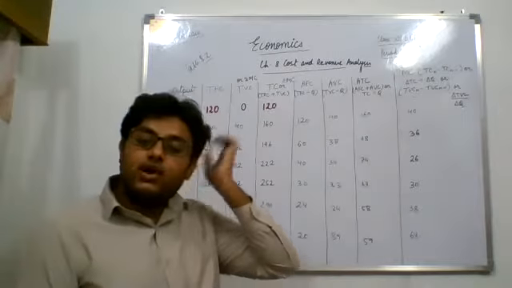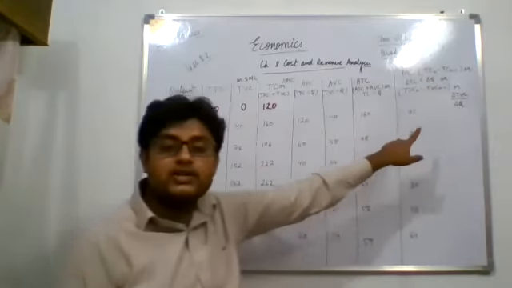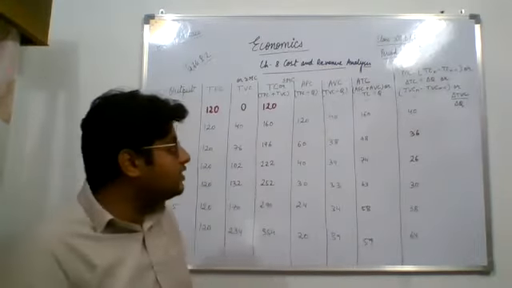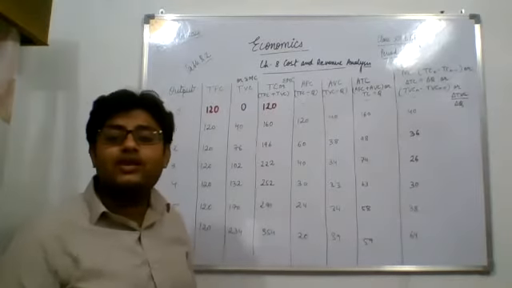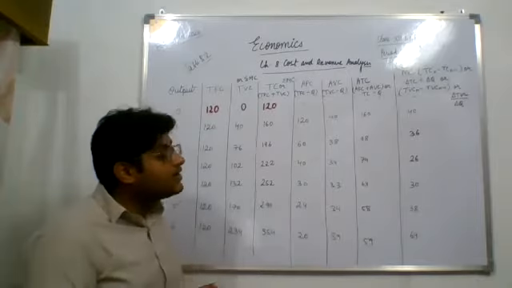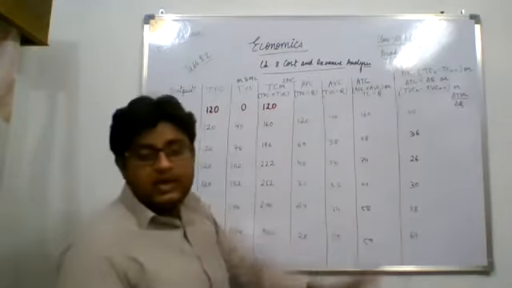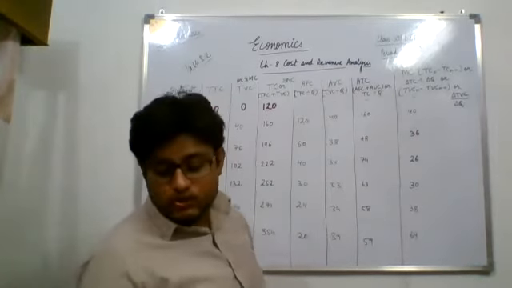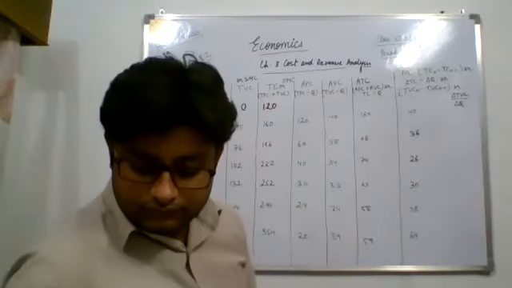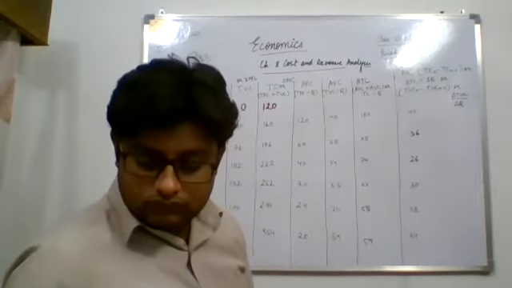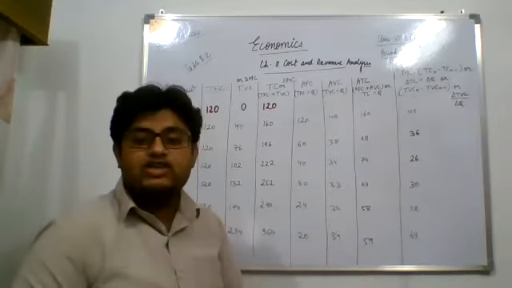Now the last cost concept that is left is your marginal cost. It is very important, and it is one of the very important parts of your chapter. Although it is not that lengthy, there is only one cost curve that we have to see, but it has different kinds of relationships with the other cost concepts. That is why it is very important to understand the concept of marginal cost.